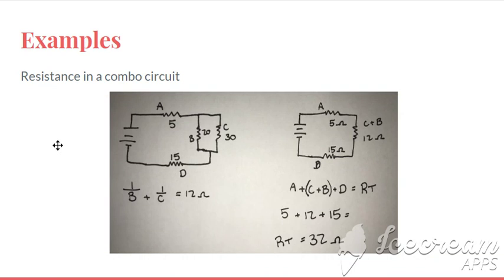An example of resistance in a combo circuit would be to get the parallel of C and B to equal 12 ohms. Then you would have to add A, C, and B, and D to equal the total resistance of 32.